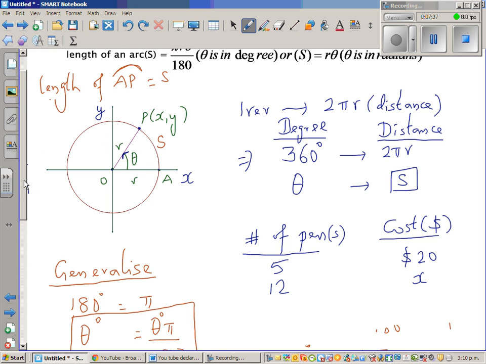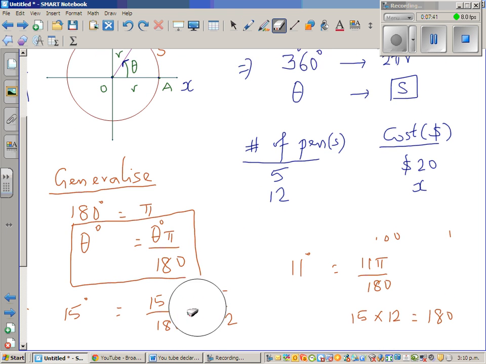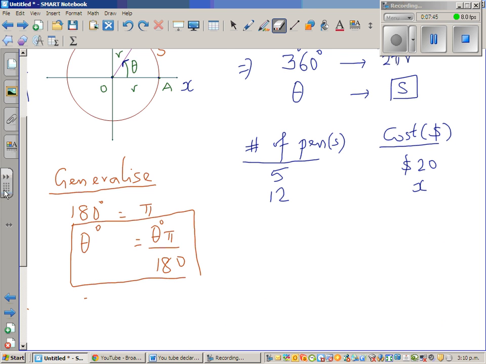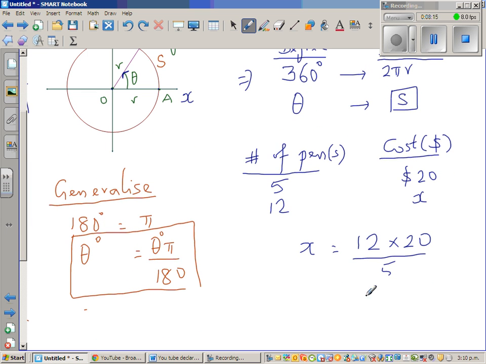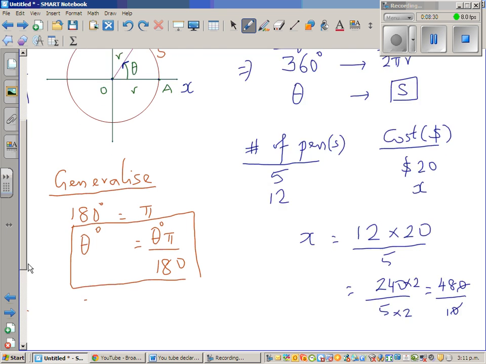Okay, so I hope you know this quite easily. Now suppose 12 pens cost X, can I write X is equal to, we know that, if 12 pens cost $20, one pen is costing $4. So 12 pens would cost 12 times 4, which is 48. But if you want to find X using these numbers, I can go, this is same as X is equal to 12 times 20 divided by 5, which is 240 divided by 5. I'm timesing this by 2 and this by 2, because I want to do without the calculator, which is 480 divided by 10, which is $48.